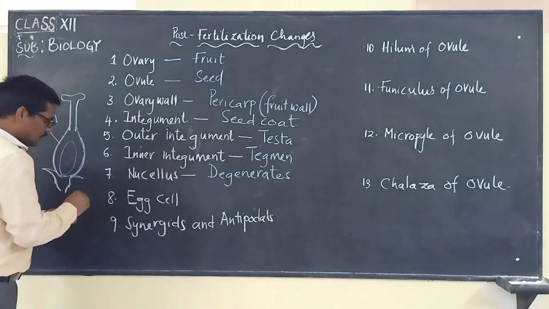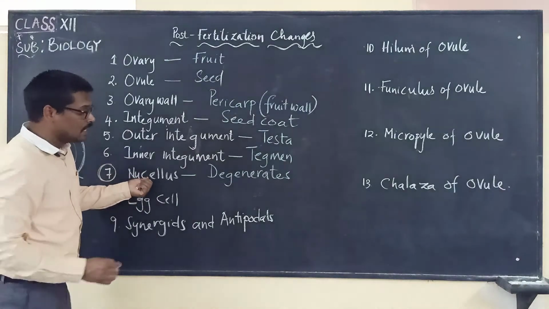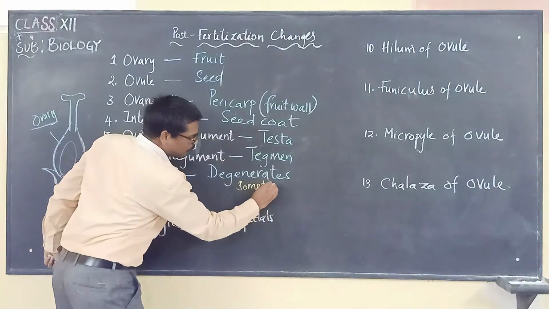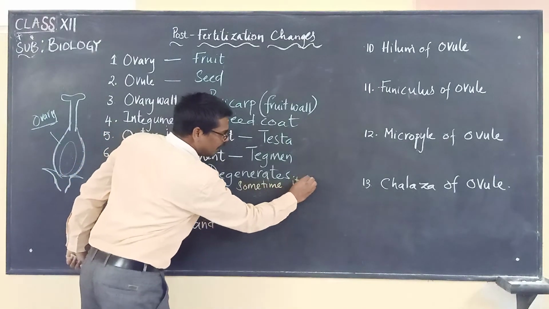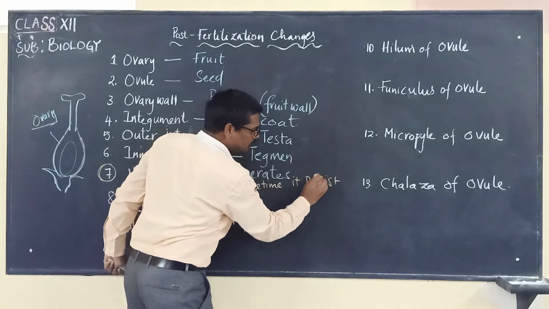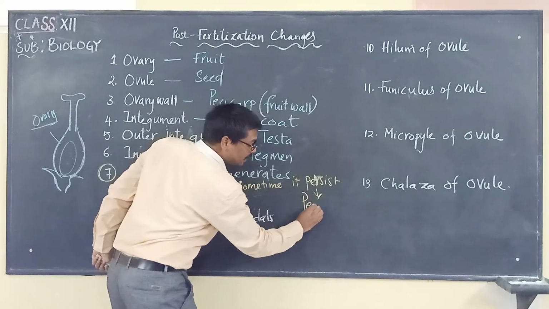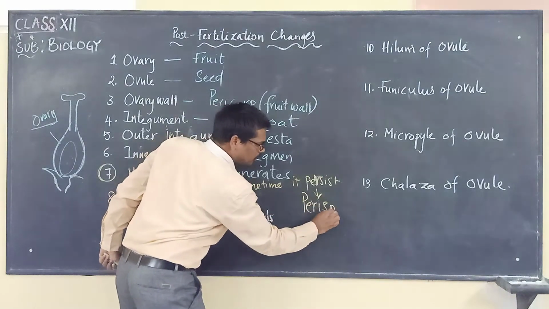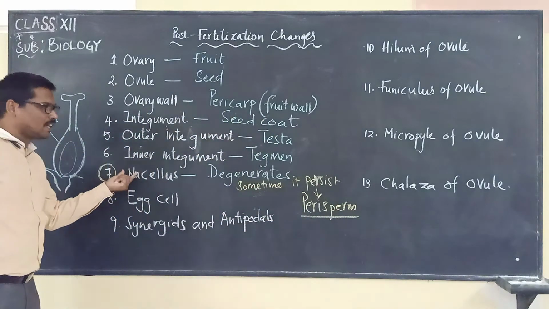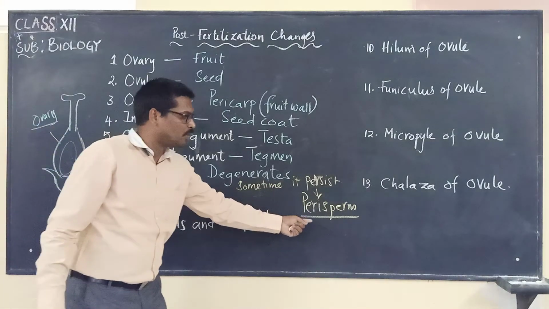But please remember, this is another very important thing when you are talking about the seventh one, that is nucellus: in some cases, it persists. It remains there, it will be present. So when it is persisting, what will we be calling it as? The perisperm. Please remember, this is very, very important. In some seeds, there will be the presence of what? Nucellus. So when there is nucellus present inside the seed, we are calling it as what?